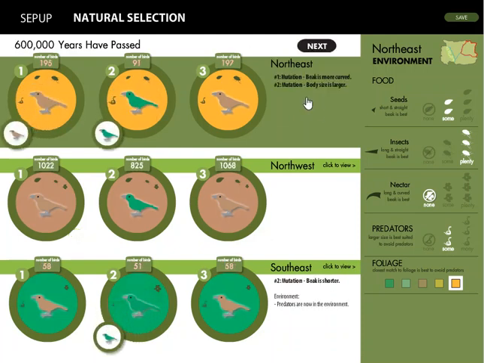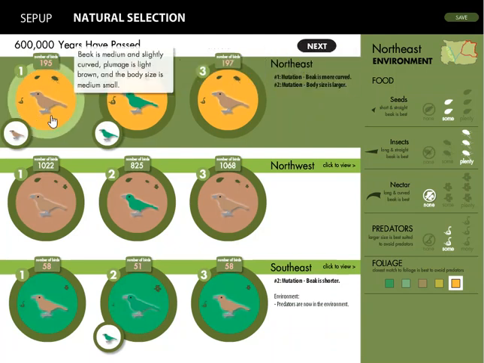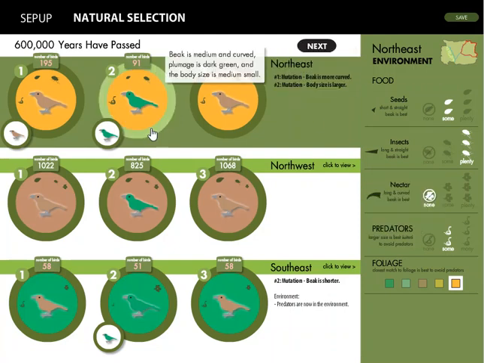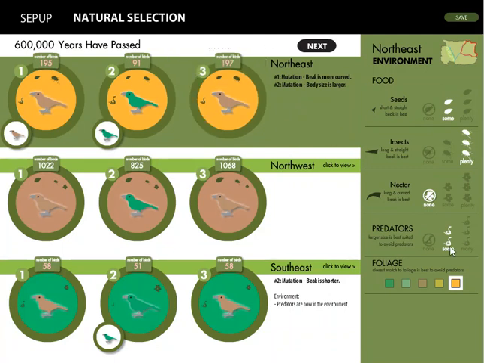In our Northeast population, we've had a mutation in the first population. The beak is more curved, which would be more fit for nectar, which we don't have any of. And the second population has a mutation where the body size is larger. And remember, when you're dealing with predators, a larger body size is more beneficial.